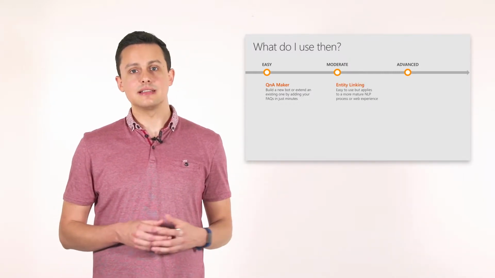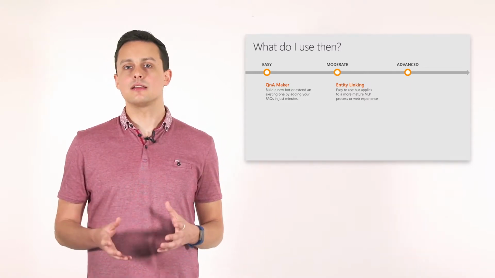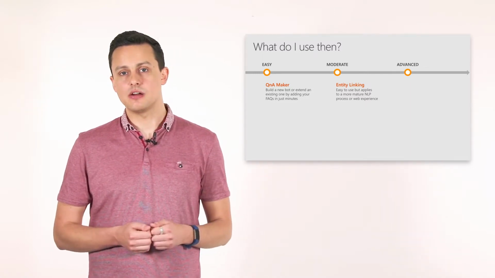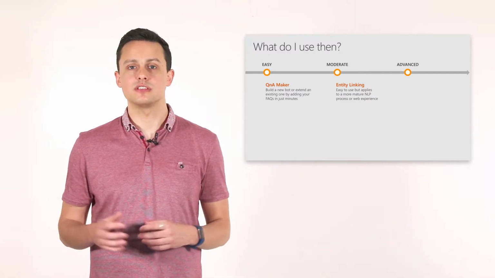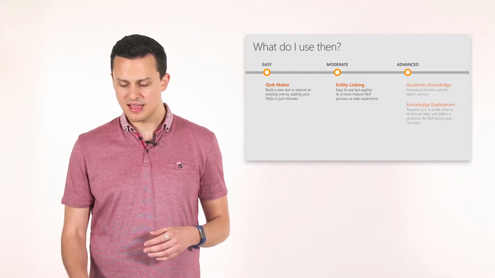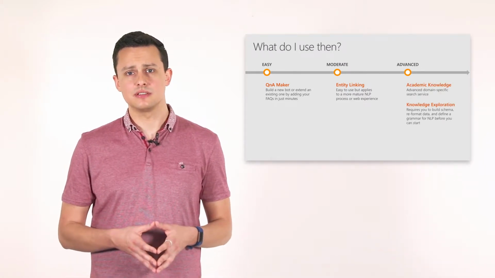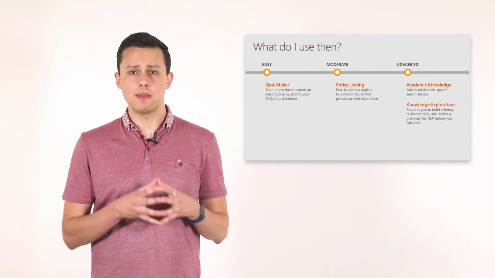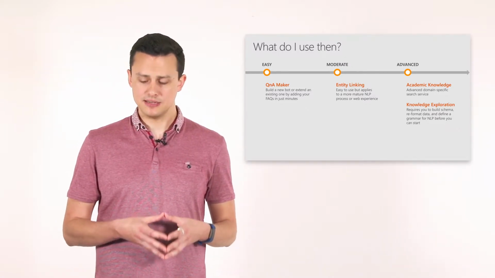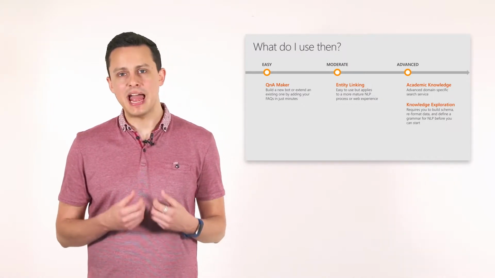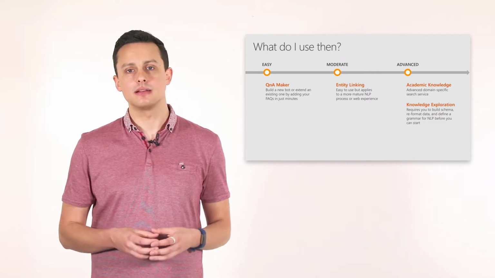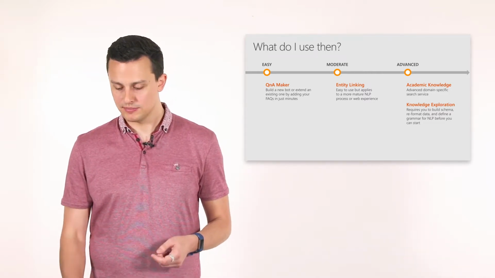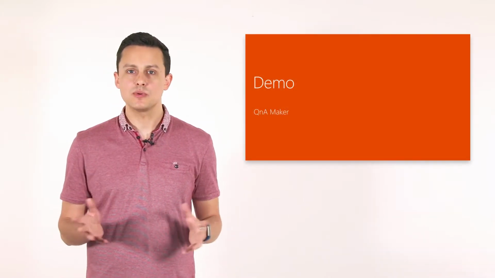The next service to consider is entity linking, and entity linking is going to be applicable for some application scenarios where you need to understand the context of the user's message to make sense of the individual concepts identified in the language sample. And then finally, the advanced services. Academic Knowledge is a domain-specific service for academic data, and Knowledge Exploration is a powerful way for you to build natural language queries over your data sets, but keep in mind there is a high onboarding cost. So let's go and switch over to the demo machine and see Q&A Maker in action.